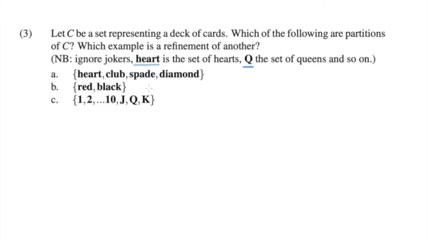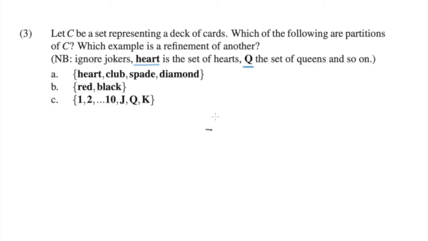Okay, so we want to know which of A, B, and C are partitions of C, and which example is a refinement of another. We just need to look at what our definitions are. What are our definitions of a partition?